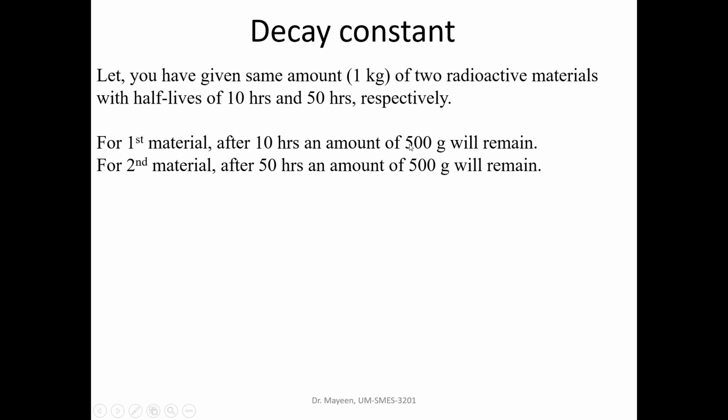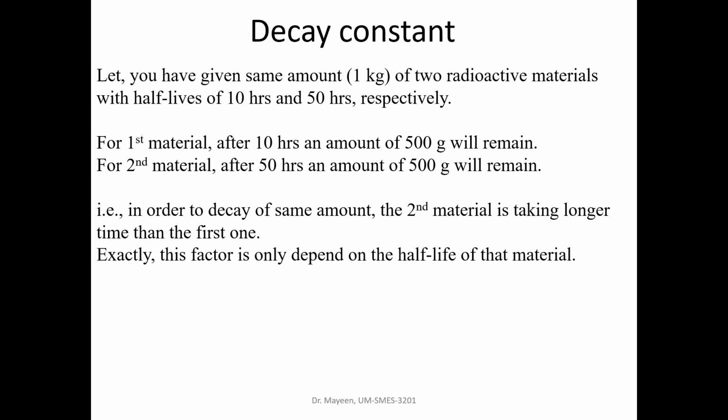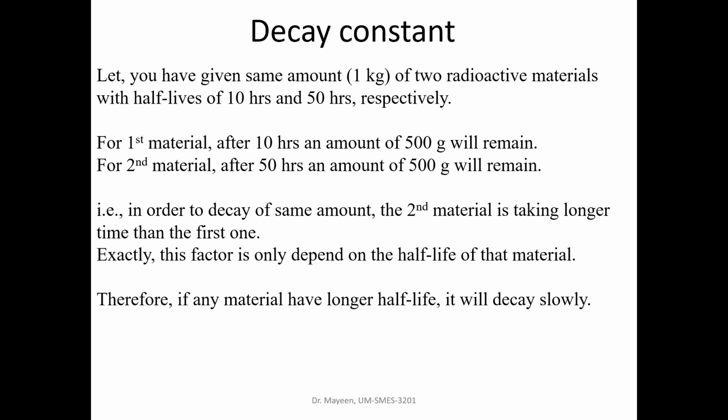In order to have the same quantity of both materials decayed, for the second material we have to wait for 50 hours. That is, to decay the same amount, the second material takes longer. Why does it take longer? Because the half life is longer, 50 hours compared to 10 hours. So this factor depends only on the half-life of the materials. Therefore, if any material has a longer half-life, it will decay slower.